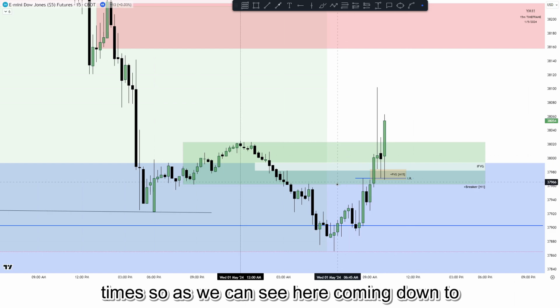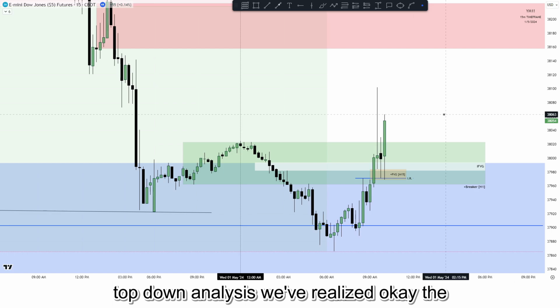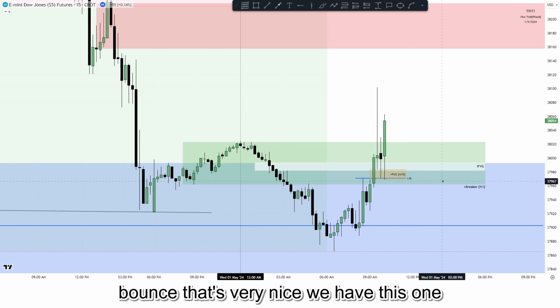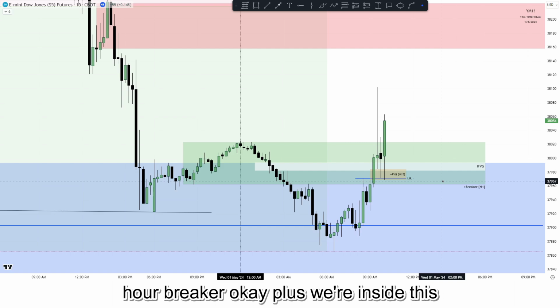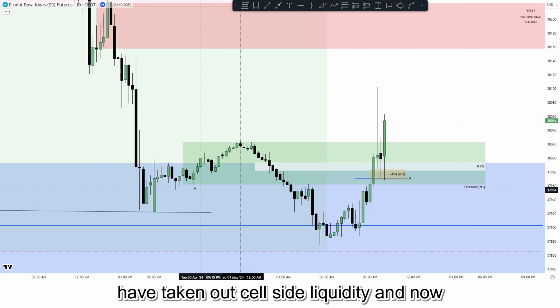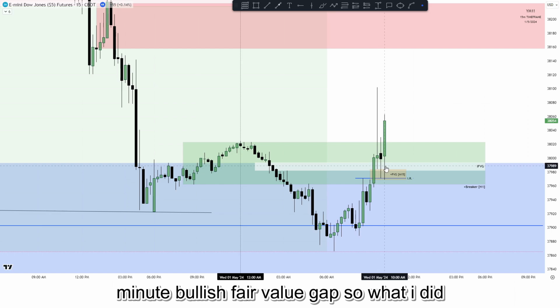So as we can see here, coming down to the 15-minute time frame, after doing our top-down analysis, we've realized, okay, the 1 hour had that immediate rebalance. That's very nice. We have this 1 hour breaker, plus we're inside of this daily bullish rejection block, as well as we have taken out sell side liquidity. And now on the 15-minute time frame, we have this 15-minute bullish fair value gap.